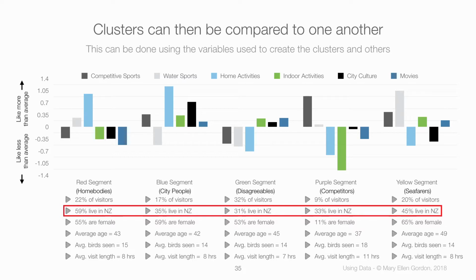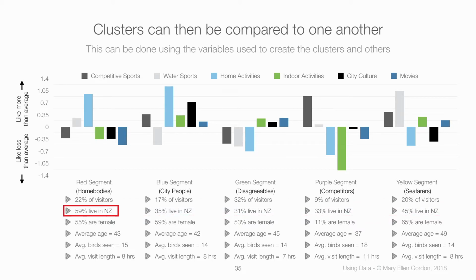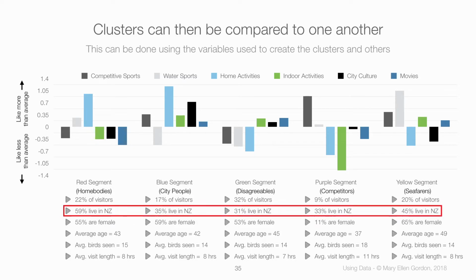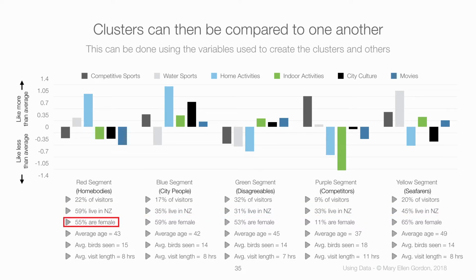So for example, of those in the red segment, 59% of them lived in New Zealand, which is not in and of itself that useful to know until you start comparing it to the other clusters, and we see that that's more than in any other cluster. And that compares, for example, to those in the green segment where only 31% of them live in New Zealand. Similarly with gender, we can see that 55% of those in the red group were female, which isn't that meaningful until we see, for example, that in the yellow group, 65% were female, so that's more than any of the other segments, whereas in the purple segment, only 11% are female.